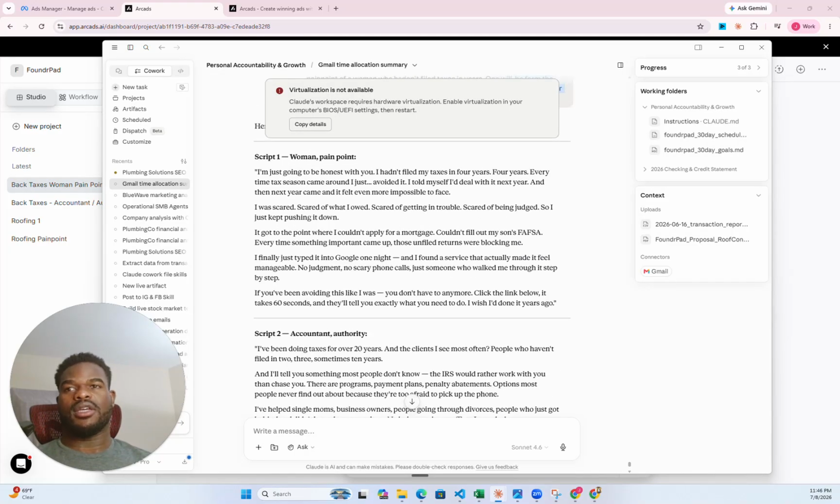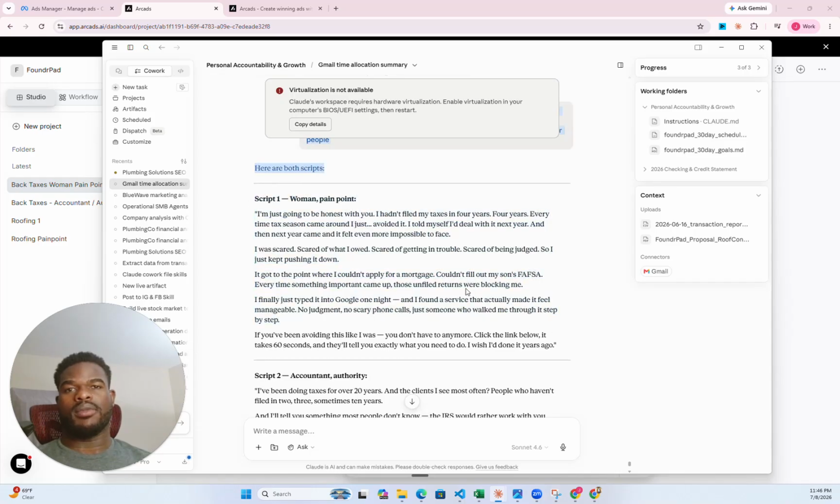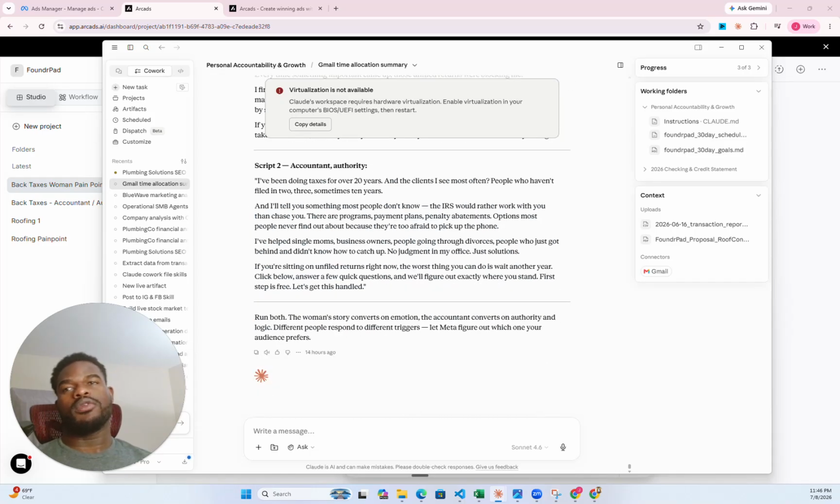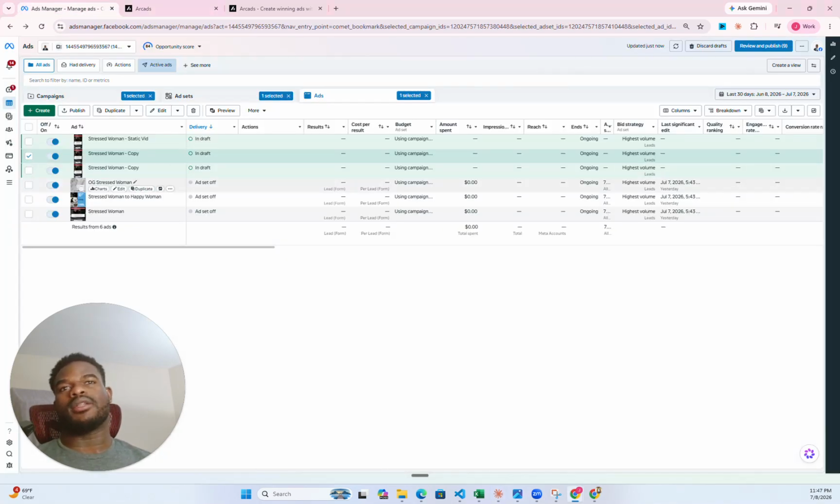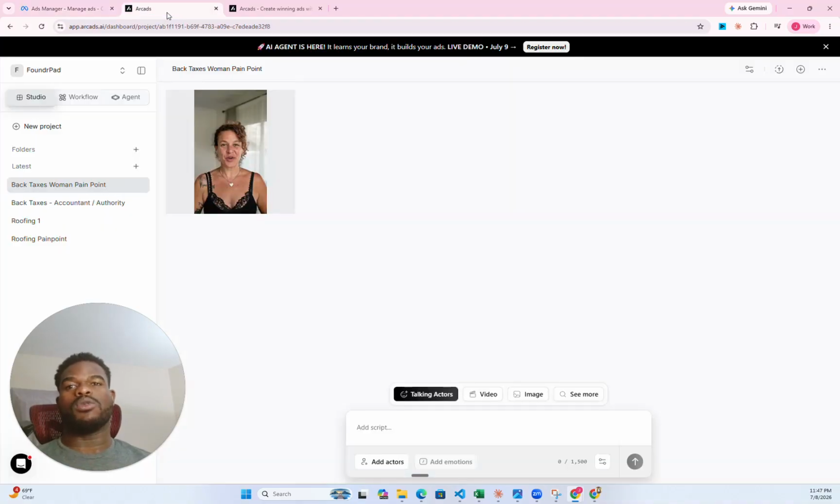As you can see here, I have script one, which is the woman starting with the pain point, like a testimonial. And script two is from an accountant that's confident, comes across with a lot of authority. When I combine these with all the static ads, I think from there, I give a dollar amount per day to see what works, to test and work with on a weekly basis.